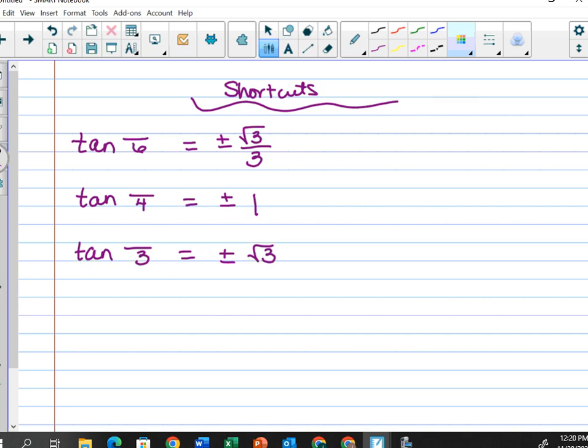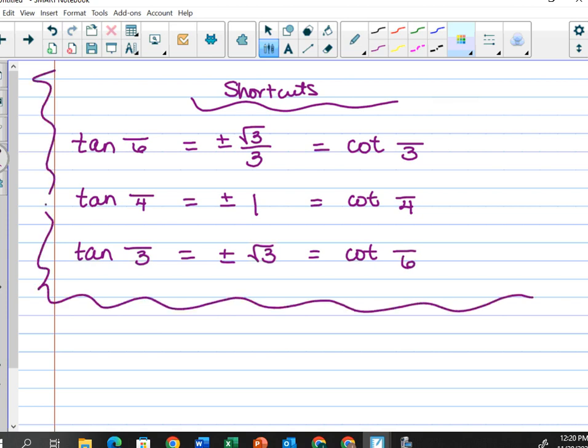Now these shortcuts also work for cotangent, but remember cotangent is x over y, so things are actually flipped here. The root 3 over 3, that happens for cotangent of the over 3s, because again the x and y get flipped. A 1, that is cotangent of the over 4s. Root 3 is the cotangent of the over 6s. So guys, jot that down, write it on the back of your circle if you want to, somewhere, so that you have it.